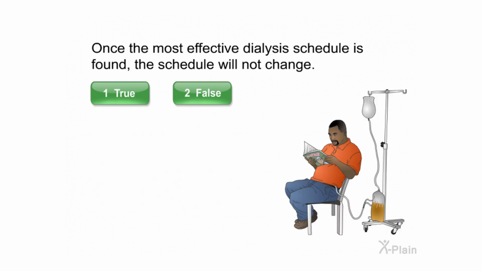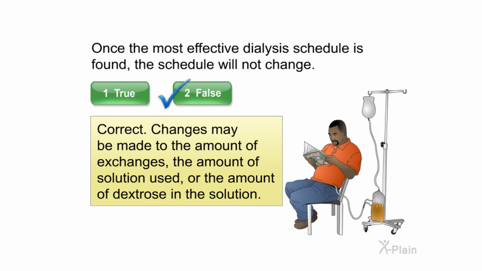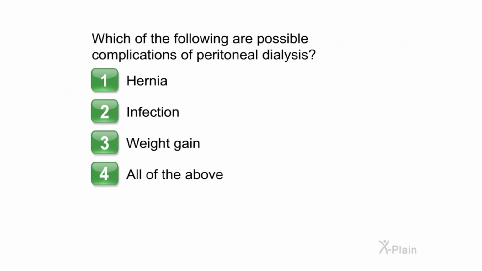Once the most effective dialysis schedule is found, the schedule will not change. Select true or false. Correct. Changes may be made to the amount of exchanges, the amount of solution used, or the amount of dextrose in the solution.